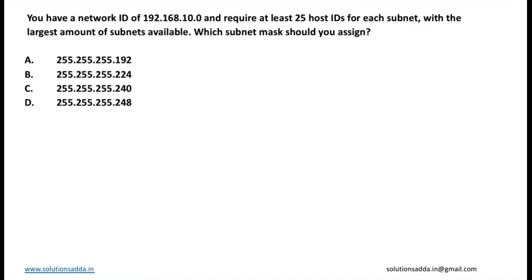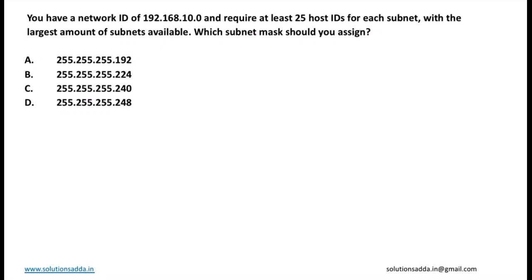This is a question from computer networks. You have a network ID 192.168.10.0 and require at least 25 host IDs for each subnet with the largest amount of subnets available. Which subnet mask should you assign? Here we are given four options: 255.255.255.192, .224, .240 or .248 respectively.